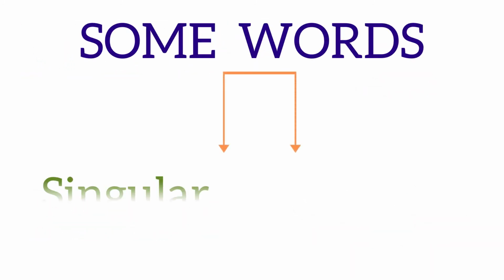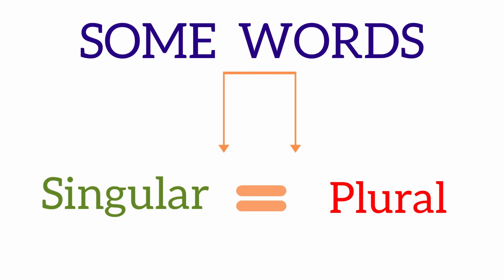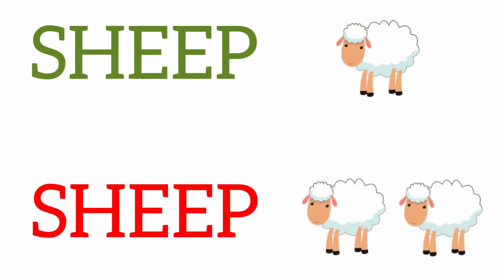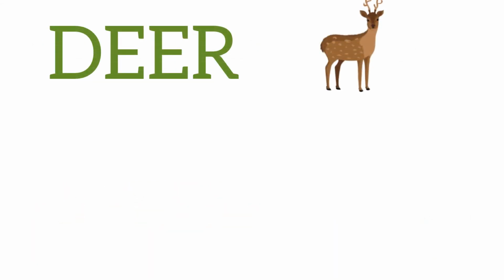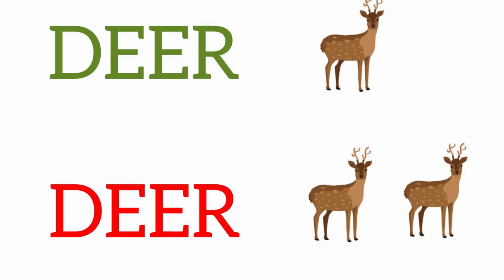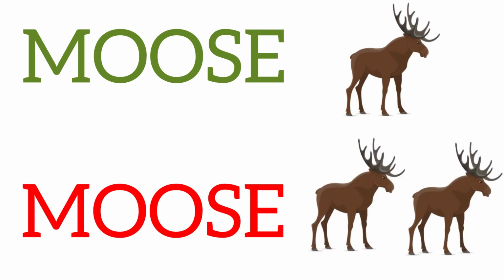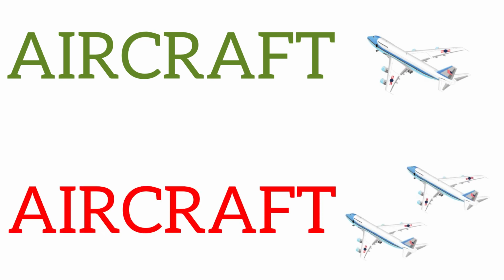Some words in English are the same in singular and plural. Here are some examples for you. Fish, fish. Sheep, sheep. Deer, deer. Moose, moose. Aircraft, aircraft.